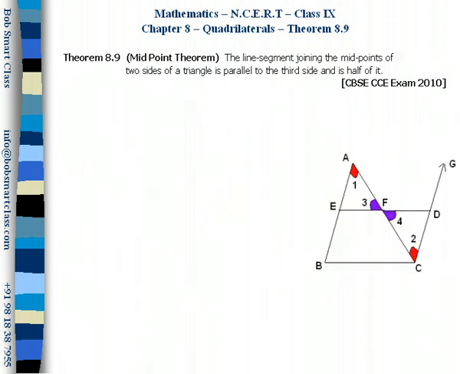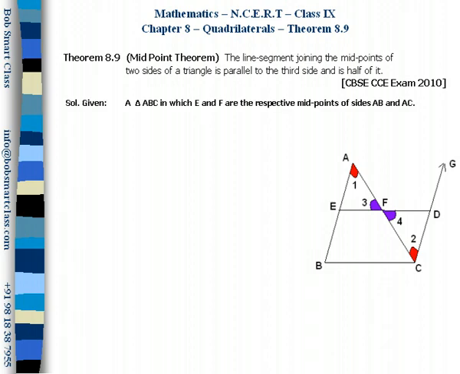Next theorem is 8.9, which is also named the Midpoint theorem. The line segment joining the midpoints of two sides of a triangle is parallel to the third side and is half of it. This had appeared in the 2010 CBSE CC exam.